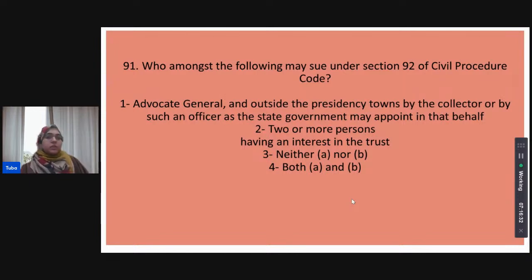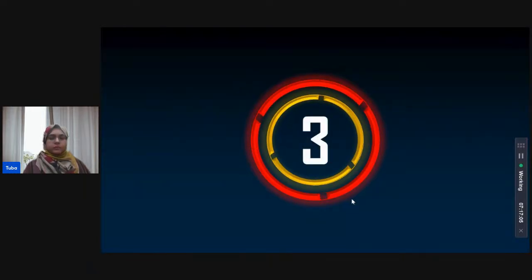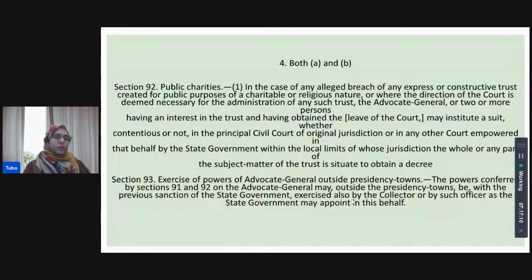Question 91: who amongst the following may sue under section 92 of CPC? Is it the Advocate General and, outside the presidency towns, the collector or such an officer as the state government may appoint? Is it two or more persons having an interest in the trust? Is it neither option one nor option two, or is it both options one and two? It is actually both A and B.